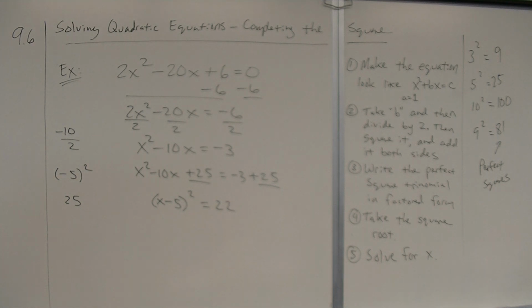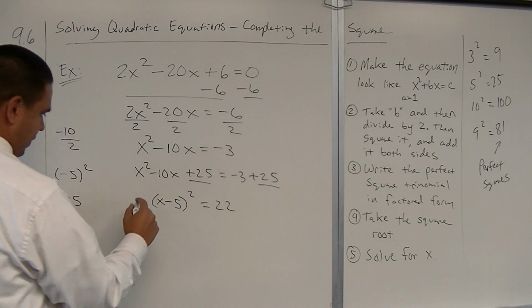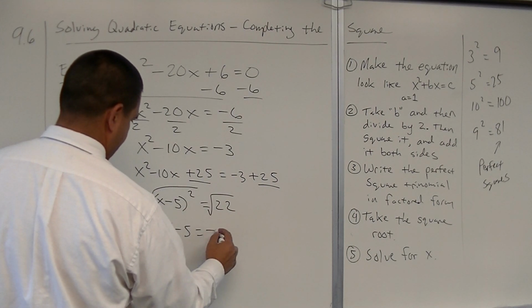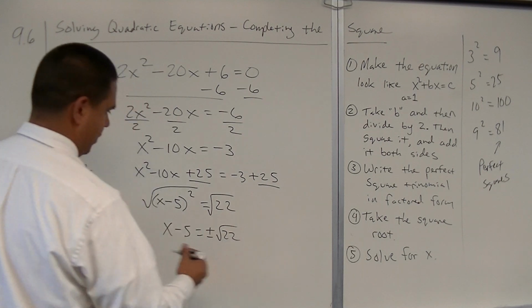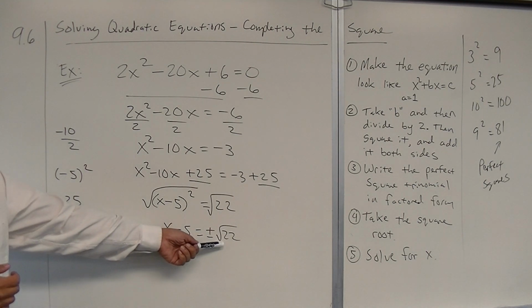Good. Step 4. Take the square root. And the square root of 22 won't simplify, right? Because it's 2 times 11. They're both prime. So it stays square root of 22.